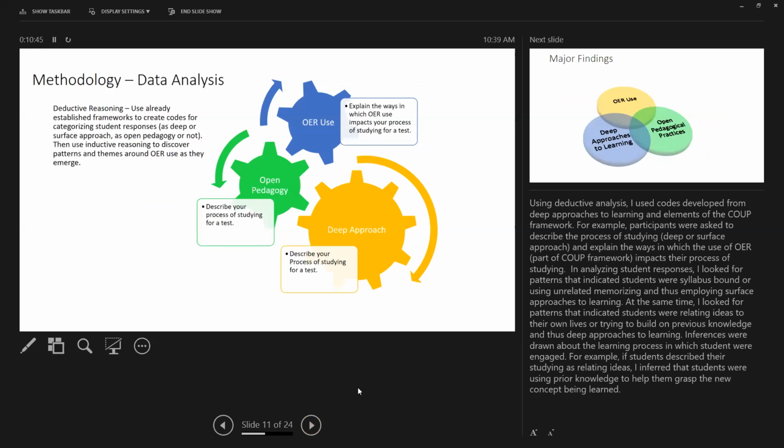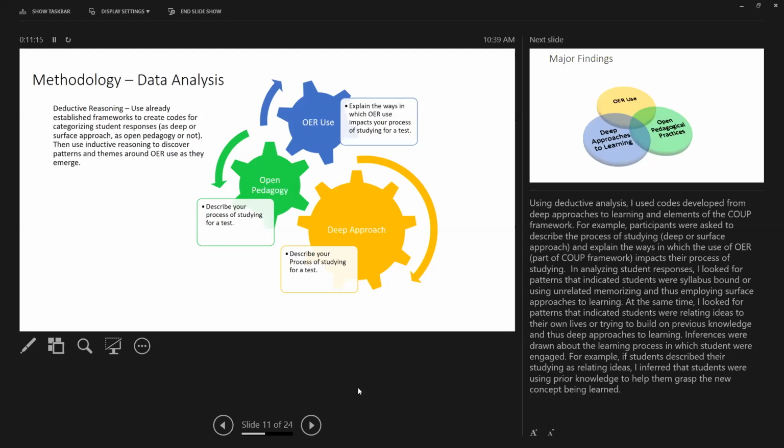What I did is I used deductive analysis, and I used what we call codes, developed from deep approaches to learning and elements of the COU framework. And codes just mean elements of something. For example, participants were asked to describe the process of studying, so that when they did that, they would expose deep or surface approaches and explain the ways in which the use of OER, which is part of the COU framework, impacts their process of studying.